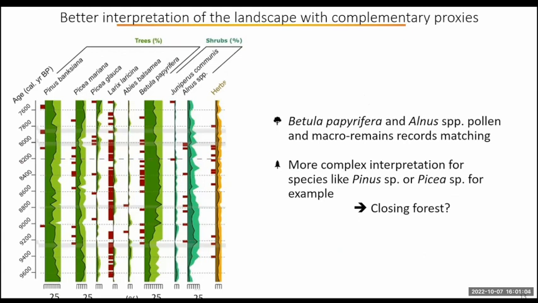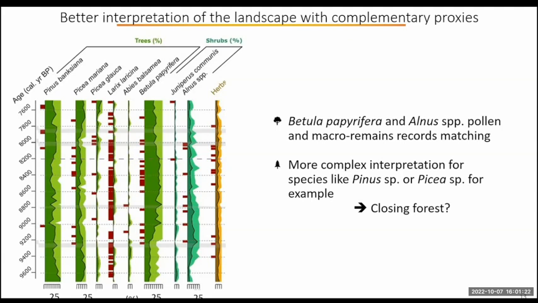For some species we have a better integration. It was easy because, for example, for Betula papyrifera and Alnus, when the pollen increased, we found the macro-remains at the same time. So it supports the idea that just before that time, it was a regional signal we registered in our pollen.